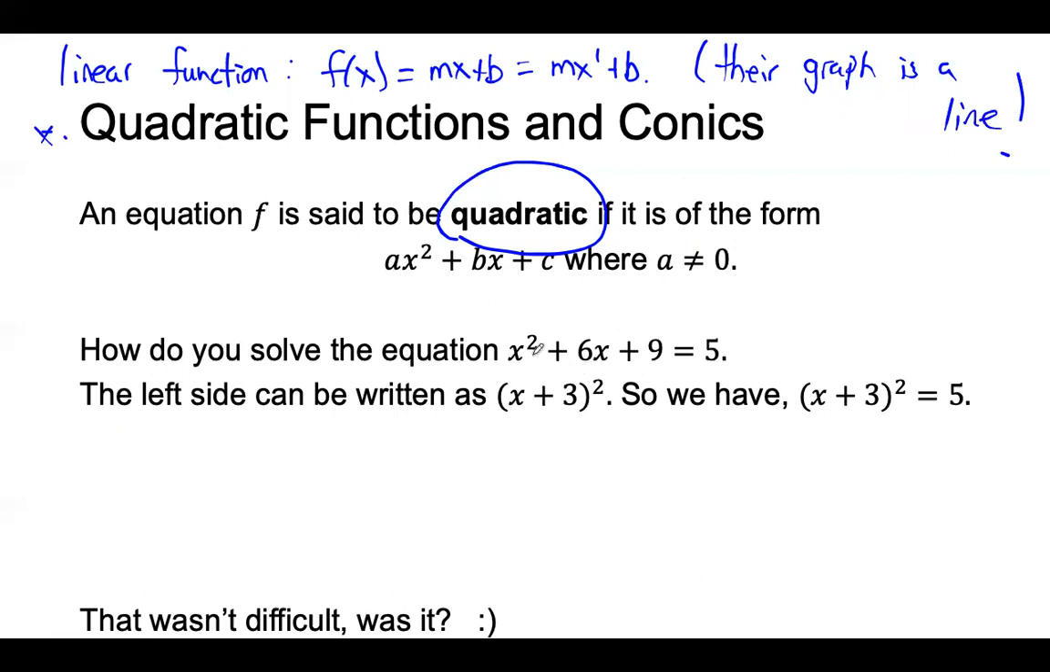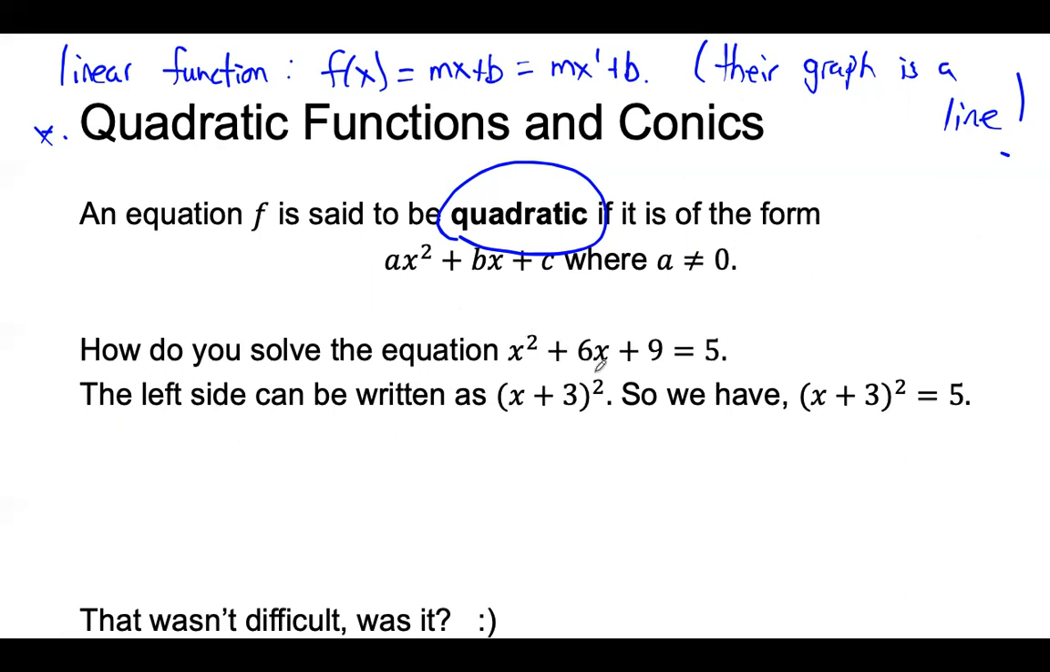And just interesting, the German word for quadratic means squared. So this is squared, so you're kind of learning German in math class.